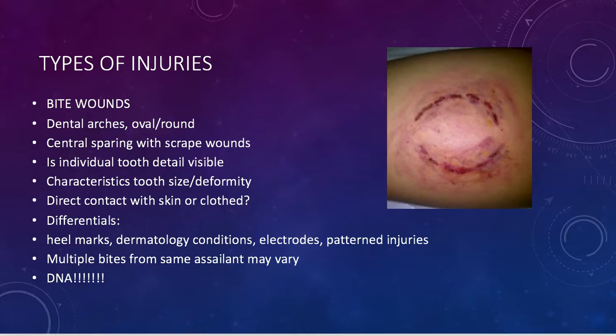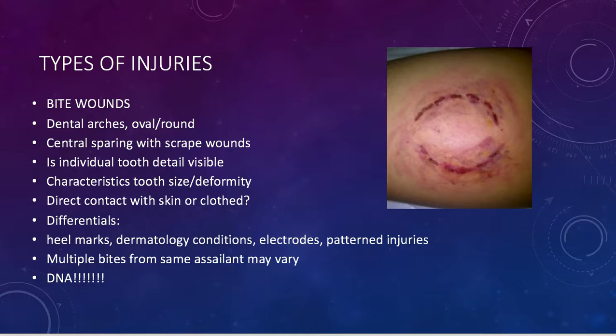Also, some other things to consider that are differentials would be electrodes. It's very common to have a mark on the chest that looks like a bite wound, but it's actually an electrode, or irritation from a patient having an adhesive reaction to an electrode that was placed on the chest or somewhere else on the body. And remember too that multiple bite wounds from the same assailant on the same patient may vary. So really pay attention to trying to tease out key and hallmark characteristics of every single bite wound that you see. They're not always going to look alike.